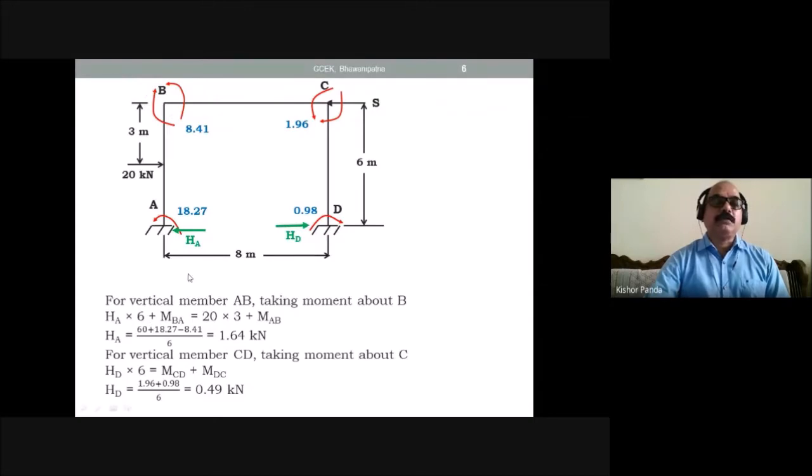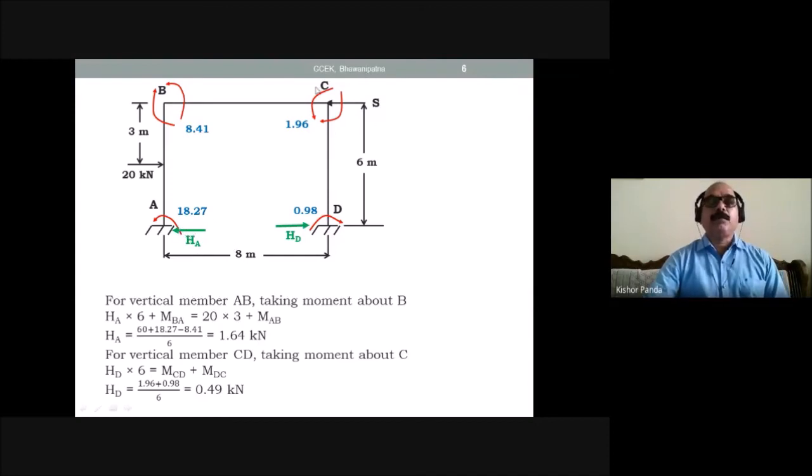So HA into 6 plus 8.41, or you can write MBA, 8.41, is equal to the anti-clockwise moment, this is 20 into 3. This is rotating anti-clockwise, and this moment is also given anti-clockwise: 20 into 3 plus MAB. Then you can find out HA, because you know MBA and MAB. After putting MAB and MBA, you will get the reaction at support A, HA, 1.64 kilonewton, and the assumed direction is OK.